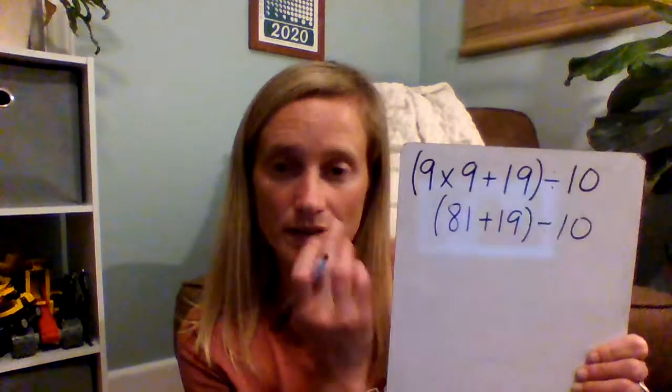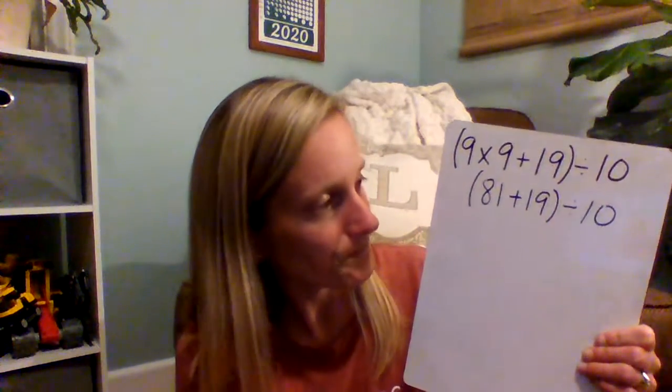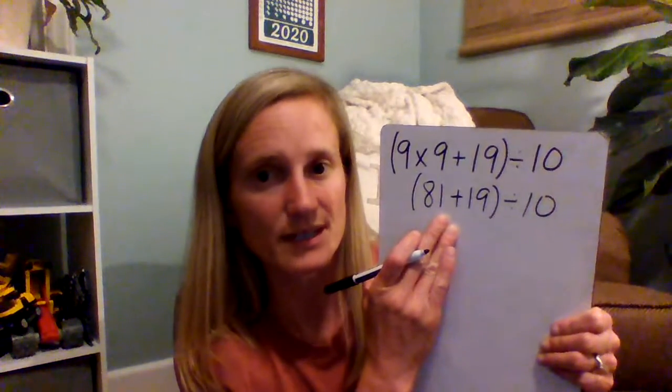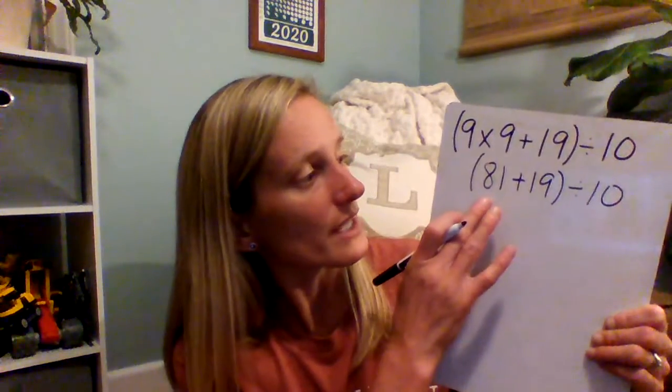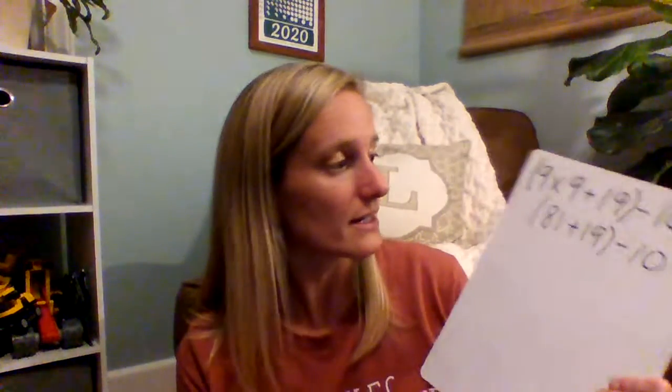These are the only two numbers I've used so far, so that's the only thing that's going to change. The rest of the problem is still the same. Multiplied 9 times 9, got 81. The 19 and the 10, I haven't done anything with those, so they remain the same. I still need to simplify what's inside the parentheses before I do anything else. So I need to figure out what 81 plus 19 is. Well, 81 plus 19 is 100.